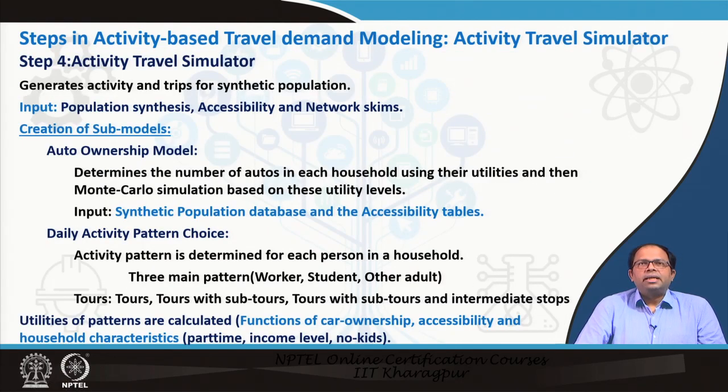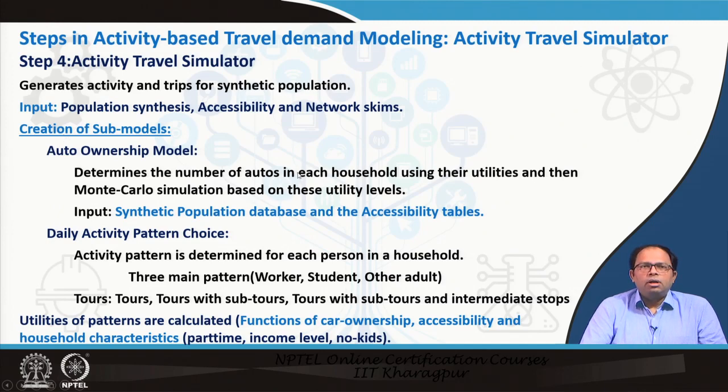So then is the main step, which is the activity travel simulator. This step generates activities and trips for the synthetic population. The input is the population synthesis, that population data that we generated, then accessibility and the network skims. These are the three kinds of data that we use.